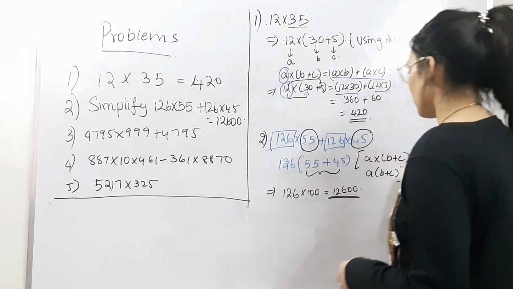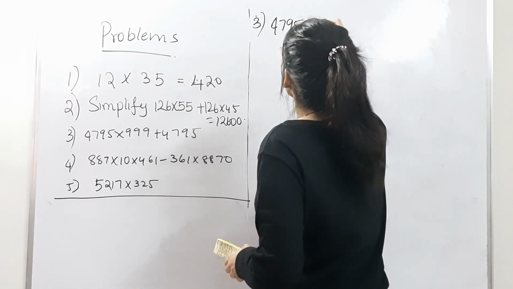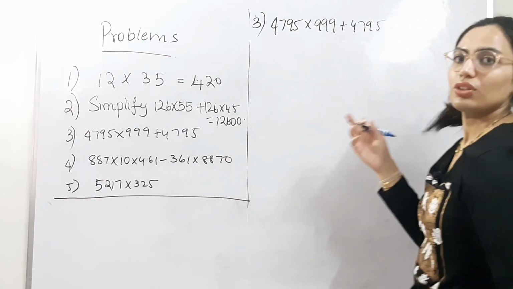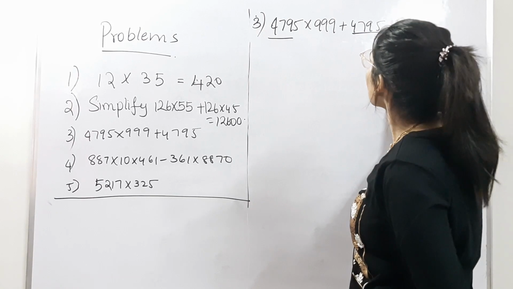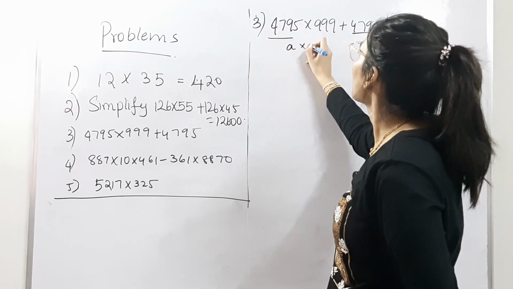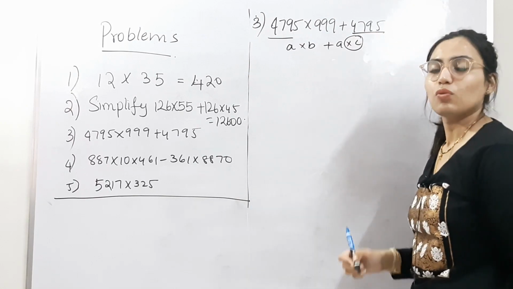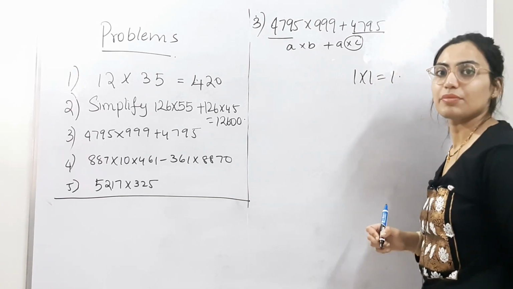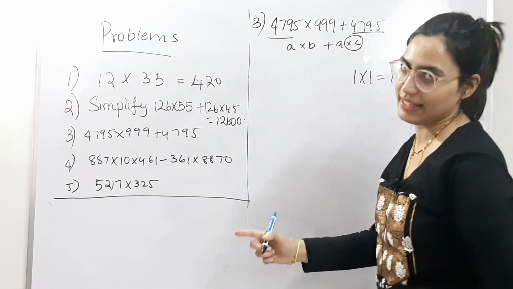Let's see the third problem. The third problem is 4795 into 995 plus 4795. You know that 4795 is common here, right? But you are wondering, there is nothing mentioned after this for us to add. This is in the form of A into B plus A into C, but we don't know what C is here. So what do you know? If we multiply a number by 1, the answer is the same number, as in 1 will not change the identity of that number. We will see additive and multiplicative identity in the next video.